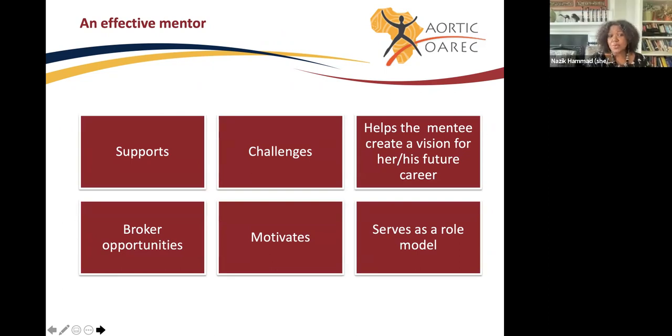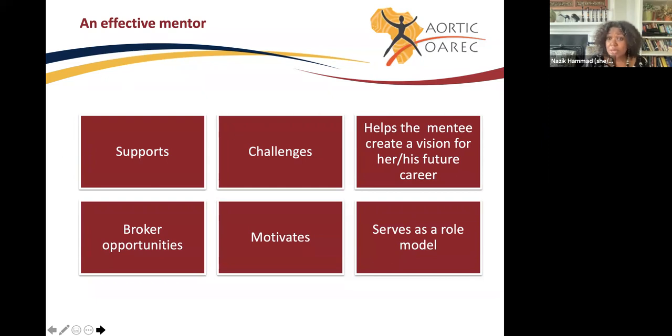So who is that? What are the characteristics of an effective mentor? What does an effective mentor do? An effective mentor will support you, will challenge you so that you can give the best of what you have. The mentor can also help you create a vision for your future career. And that's what we discussed previously in career development, that having a vision for the career is the most important aspect of career success and satisfaction.